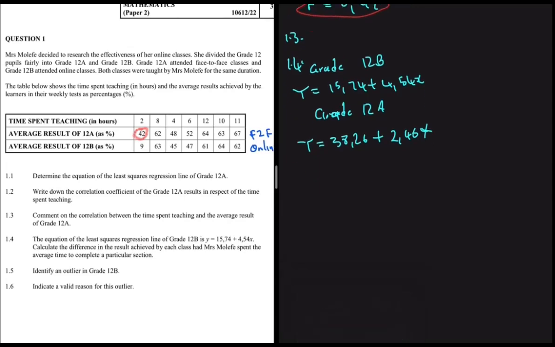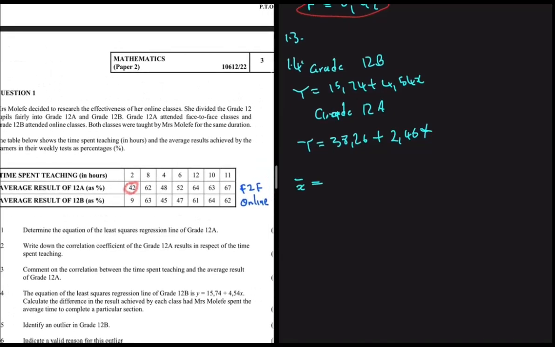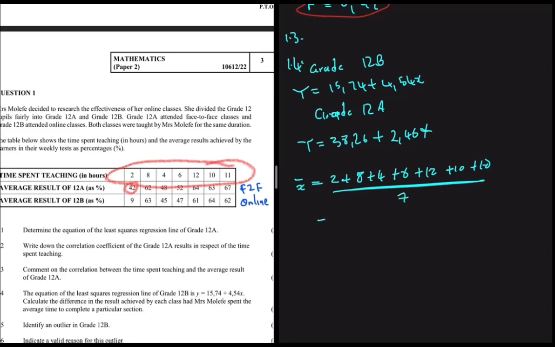So to do that, we can say that X bar, we're looking for the mean, the average basically. And then the time spent, we have the time here that I just circled in red. So we can just find the average of that. That will be 2 plus 8 plus 4 plus 6 plus 12 plus 10 plus 11, and then we divide everything by the number of terms. So we have 1, 2, 3, 4, 5, 6, 7. So we are dividing that by 7, and then if you put that in your calculator, you should get 7.57. So now we have the average time spent.